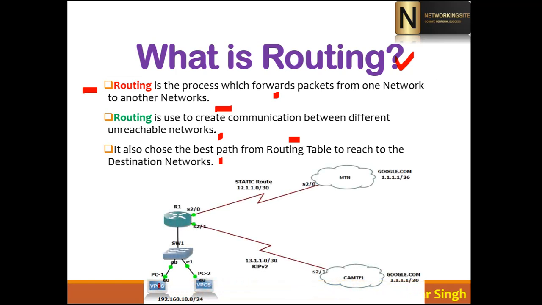So suppose this user wants to reach some location, right? Google is reachable via this ISP as well as this ISP. But when the packet comes to your router, how will the router decide whether the packet you are sending from this PC will be forwarded towards the MTN ISP or Camtel? Everything it has to decide. Those decisions have to be taken by the router, but it depends on your routing table and the protocol which is running in your router, the algorithm that the protocol is using.